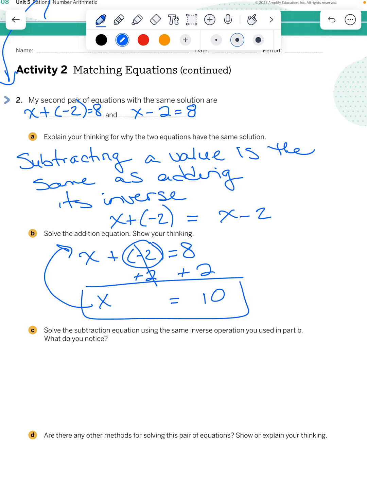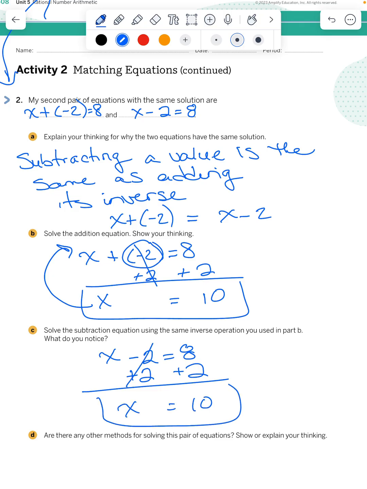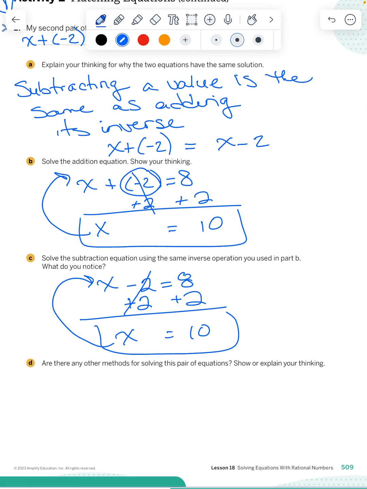Solve the subtraction equation using the same inverse operation. The subtraction one is x minus 2 is 8. If it says x minus 2, the inverse is to add 2 to both sides. And -2 plus 2 is 0. It's gone, leaving me with my x. And I get 10. And if you put 10 back in for x, 10 minus 2 is 8.